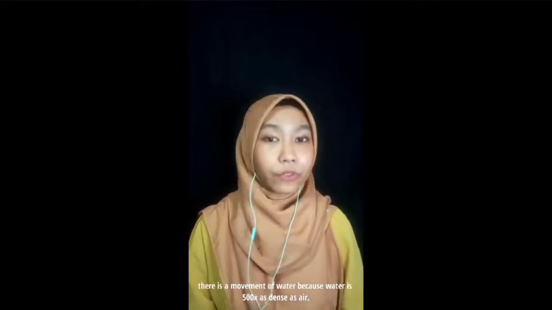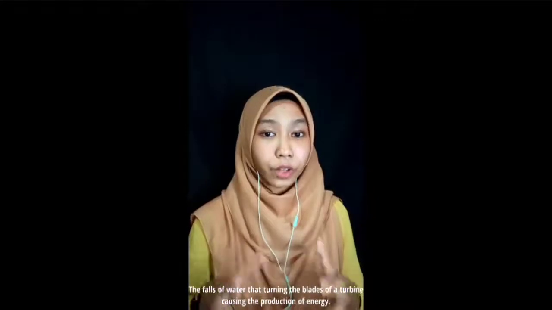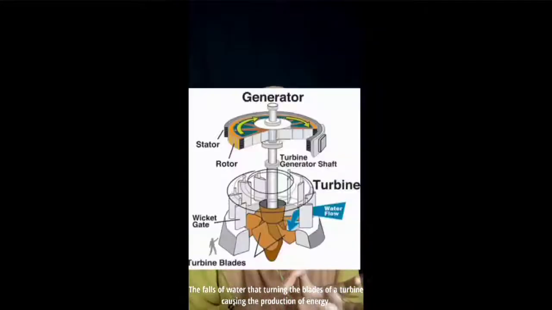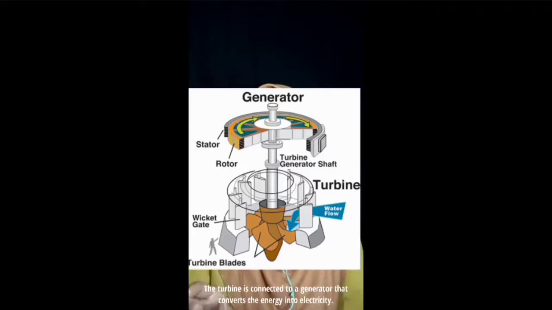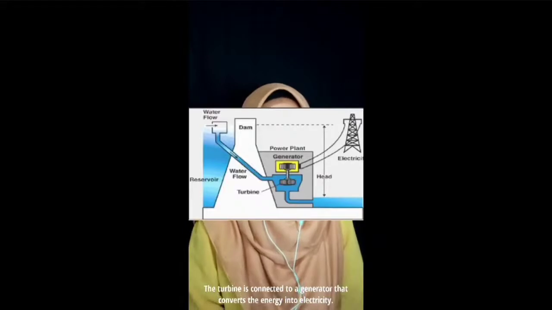So how does it work to produce the energy? We must remember that it will always be possible to generate power as long as there is a movement of water, because water is 500 times as dense as air. The fall of water turns the blades of a turbine, causing the production of energy. The turbine is connected to a generator that converts the energy into electricity.